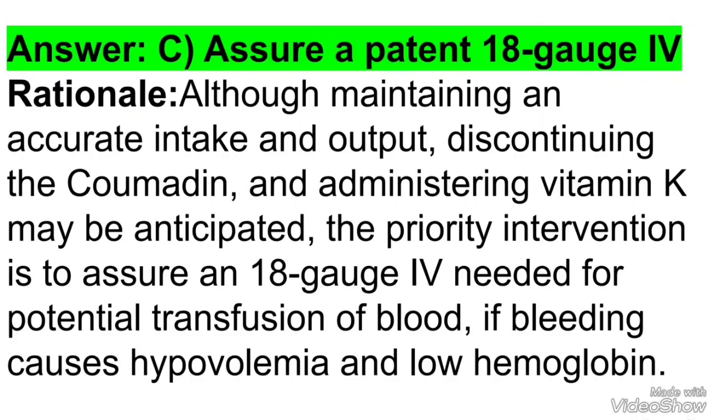Rationale: although maintaining an accurate intake and output, discontinuing the Coumadin, and administering vitamin K may be anticipated, the priority intervention is to assure an 18-gauge IV needed for potential transfusion of blood if bleeding causes hypovolemia and low hemoglobin.